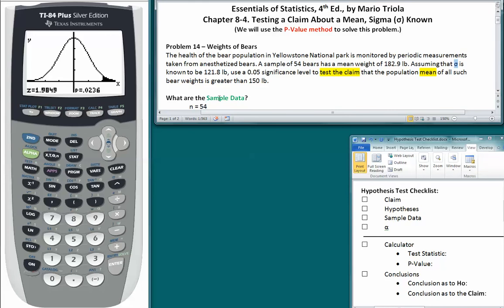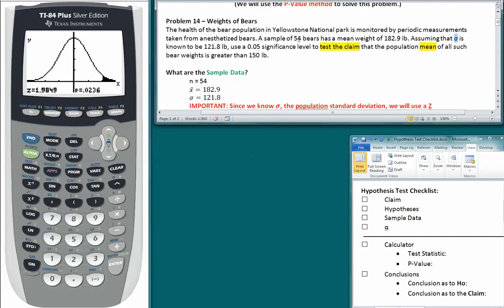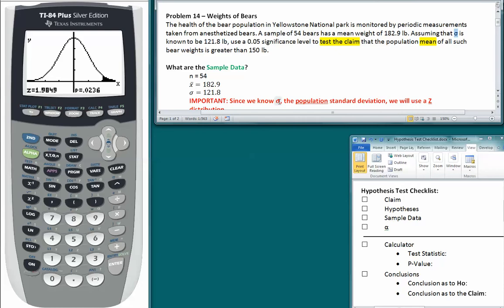What are the sample data? You can see that. And we get all the sample data right from the problem. It's all there. And it tells us that the sample has 54 bears. So n equals 54. It tells us that the mean of the sample is 182.9 pounds. That's x bar. X bar is the mean of a sample. And it tells us that sigma, the population standard deviation, is 121.8. So that goes there. And you'll see I keep repeating this because it's so important. Since we know sigma, the population standard deviation, we will use a z distribution when we get there.